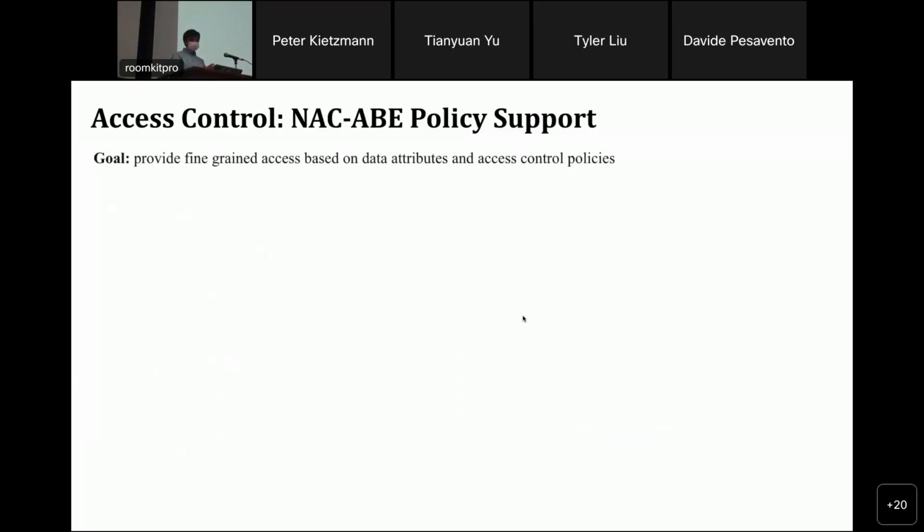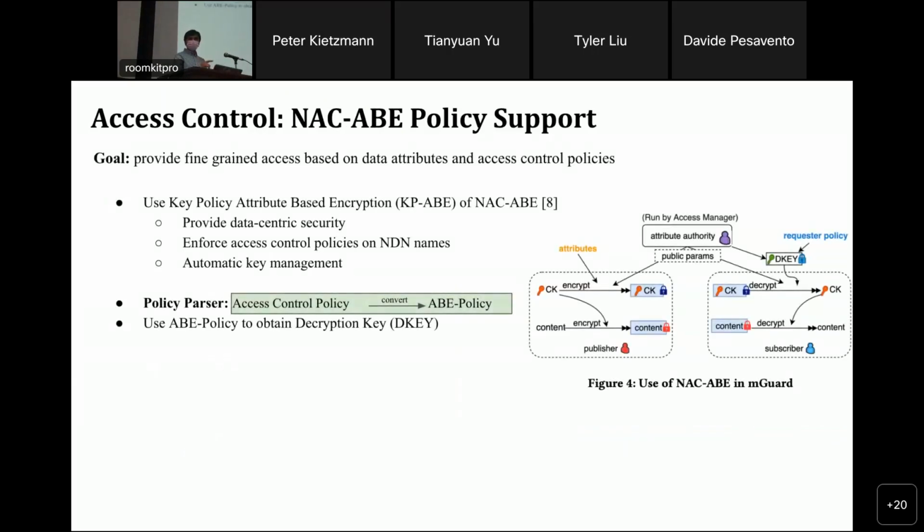So the next thing, as I said, we need to implement that access control policy at a little bit lower level so that this can be interpreted and applied in the NDN context. So we use NAC ABE policy support for that. Again, the goal is to provide fine-grained access control based on the attributes of the data and the policies.